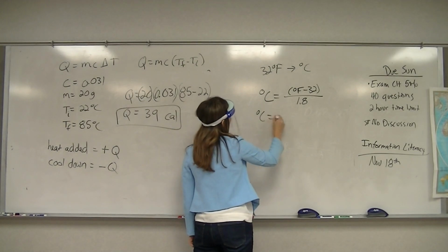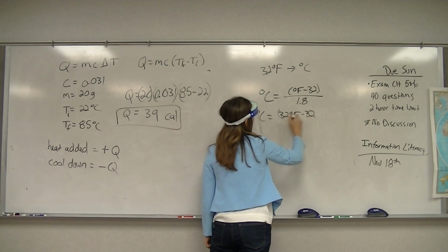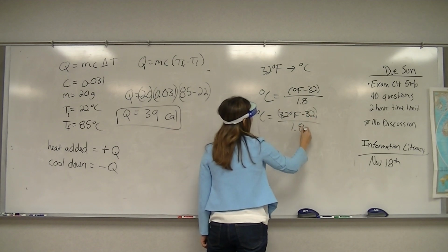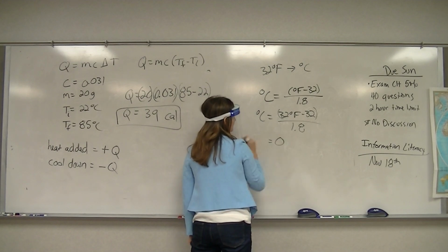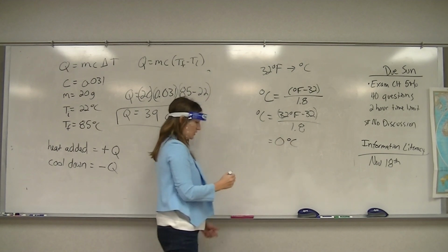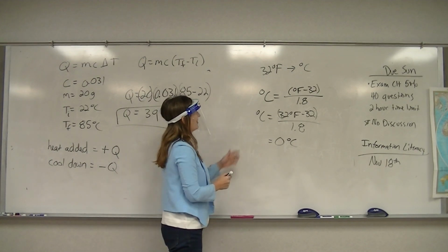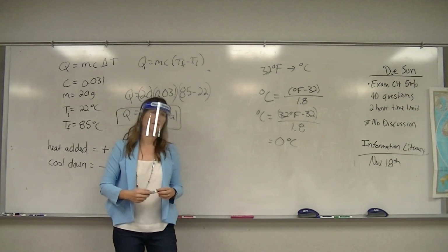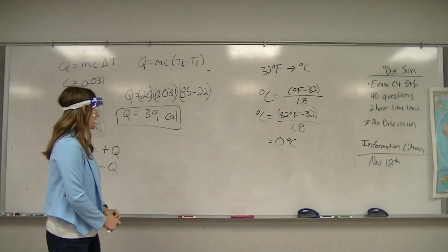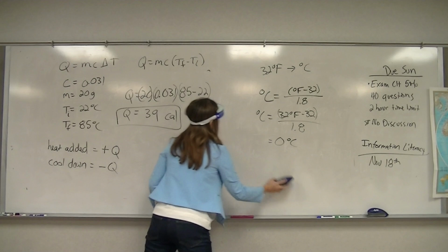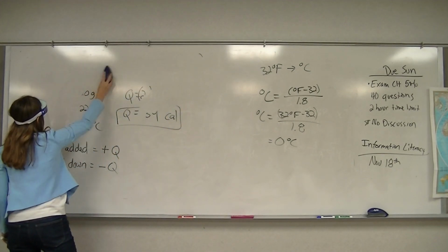So plugging in, 32 minus 32 gives me 0. 0 divided by anything is just 0. So this actually makes sense because 32 degrees Fahrenheit, if you remember, that's the freezing point of water. Well, 0 degrees Celsius is also the freezing point of water. So it makes sense. Let's do the next one.